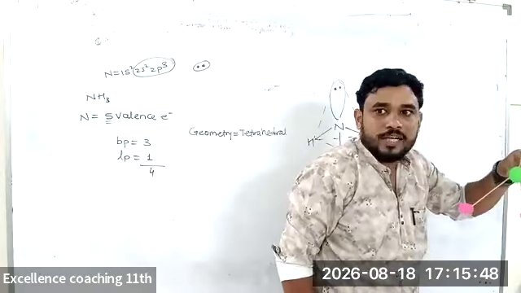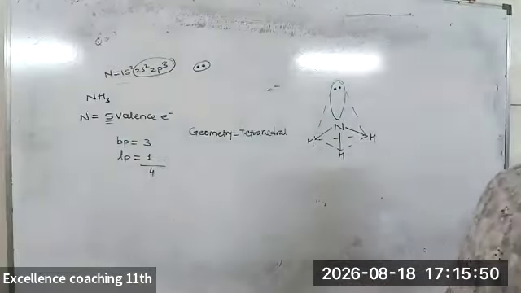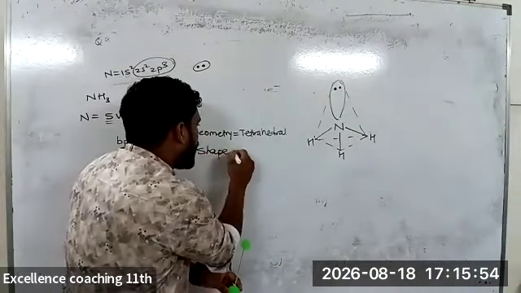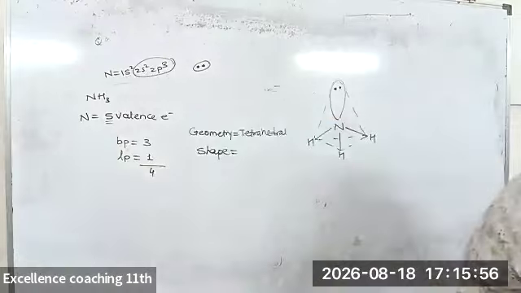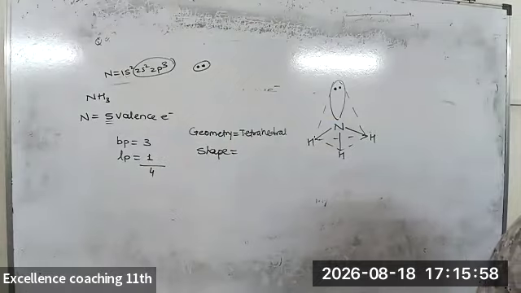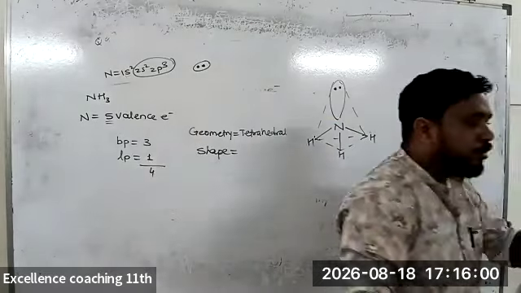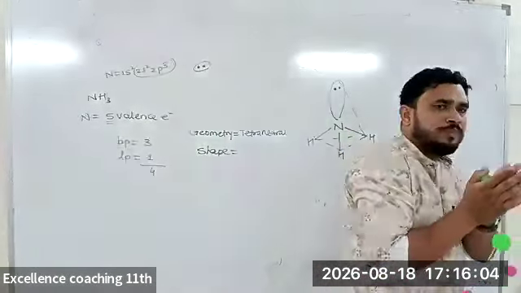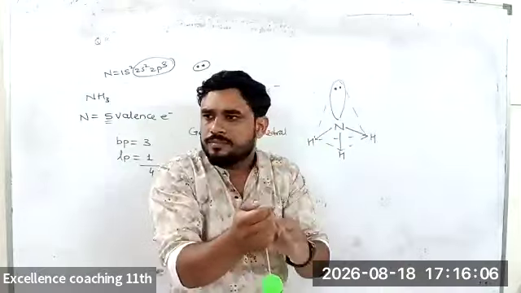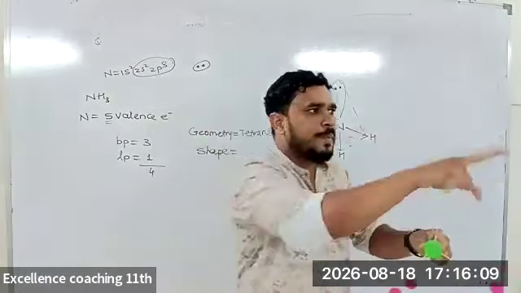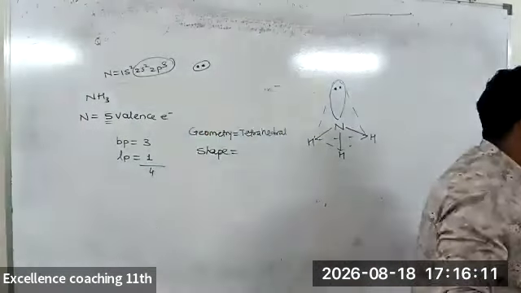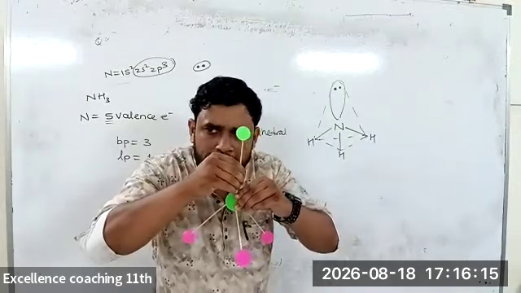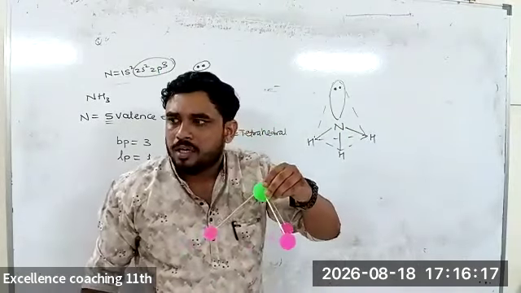Have I written the shape? While writing the shape, I told you that you have to just hide the lone pairs. Don't look at the lone pairs. Without a lone pair, shape and geometry are the same. But whenever we are writing the shape and lone pairs are present, we have to hide them.